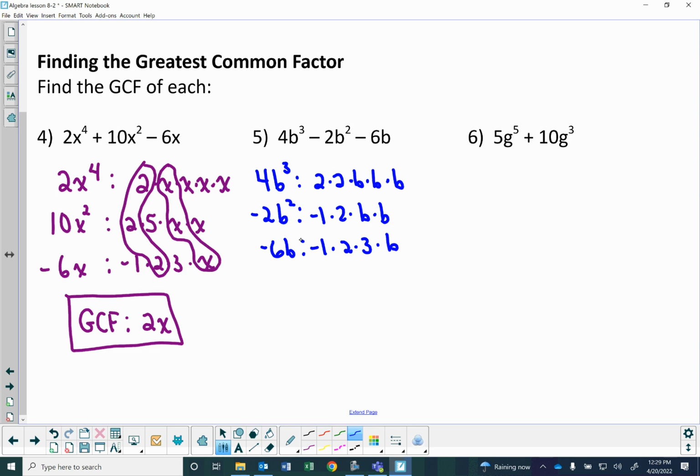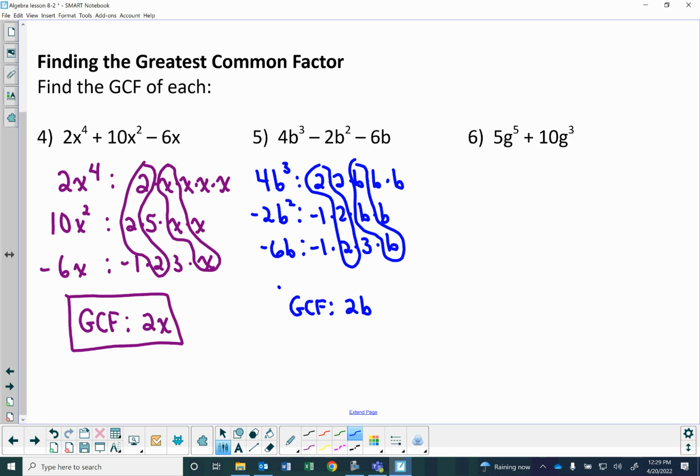Now I'm going to group up what is common. Okay, so I have a 2 here. No other numbers in common. I have a b here and no other b's in common. So my greatest common factor here is equal to 2b.